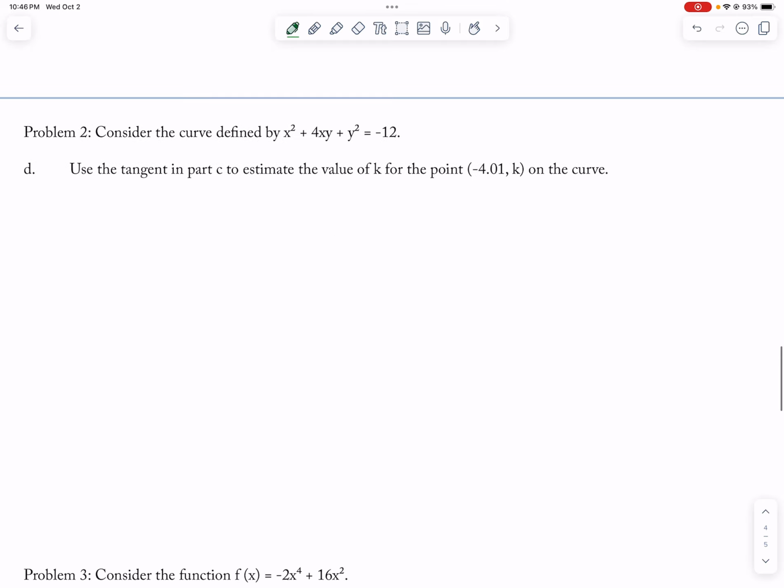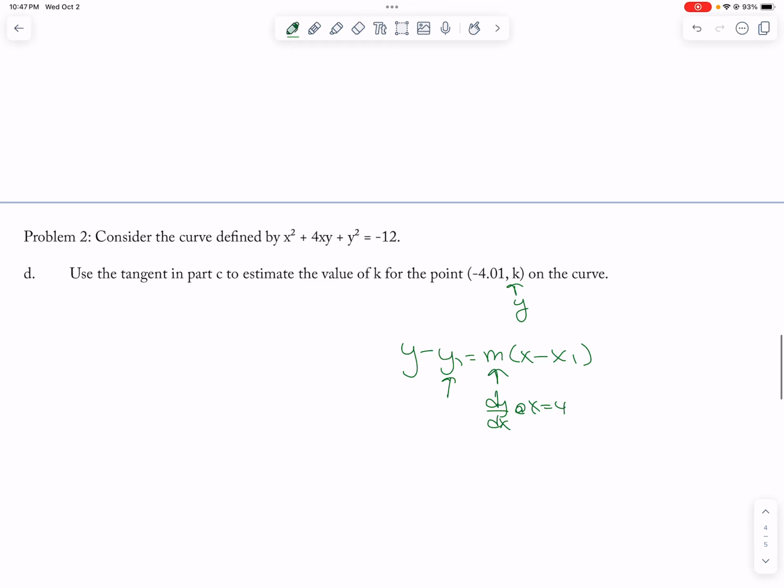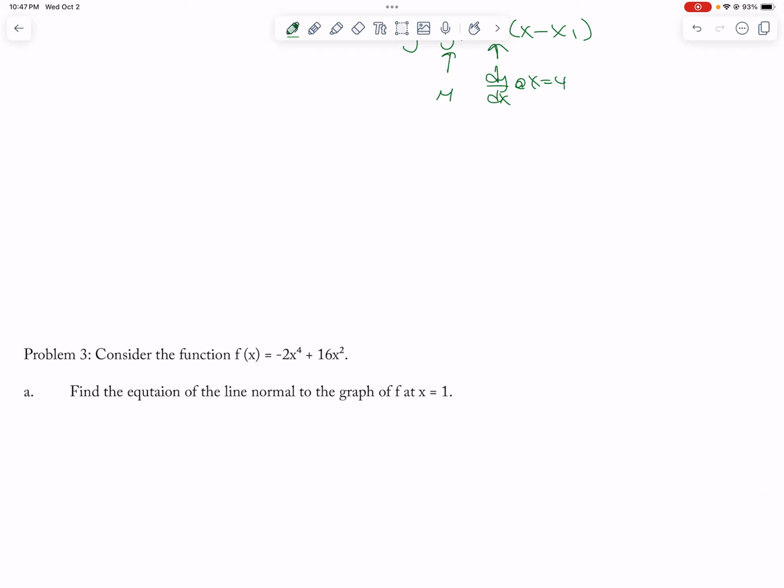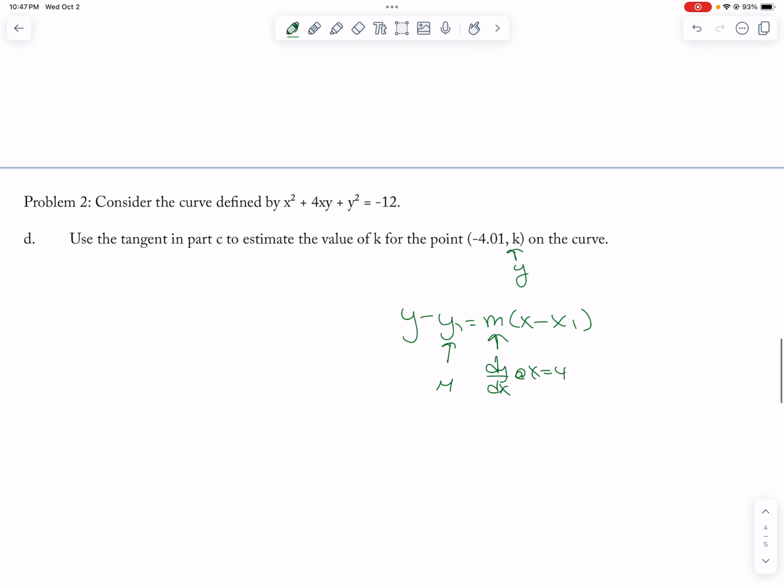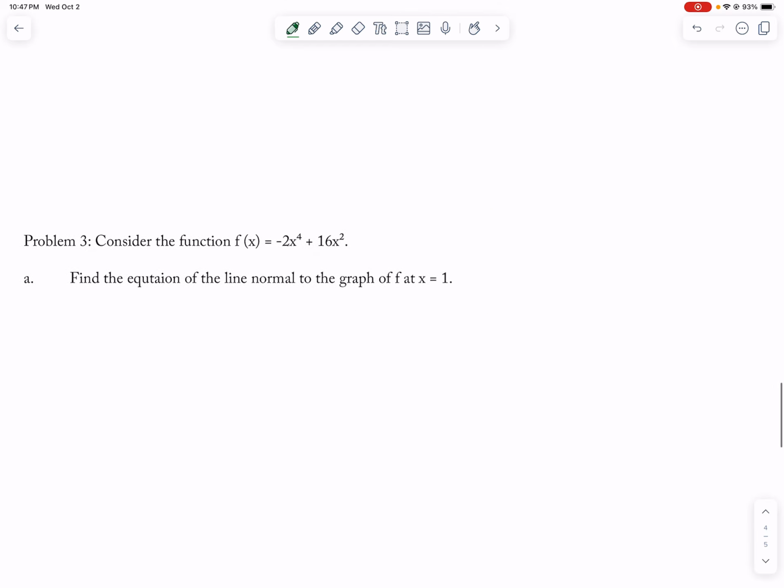And then when you do your point slope form for part D, what I'm trying to figure out is what y is equal to. So when I go y minus y1 is equal to m times x minus x1, this is your dy dx at x equal to 4, this is 14, and then your x value was negative 4. So that's negative 4. And then what you're actually solving for is this k right here, which is actually your y. So this becomes k. And then it's just like linearization.